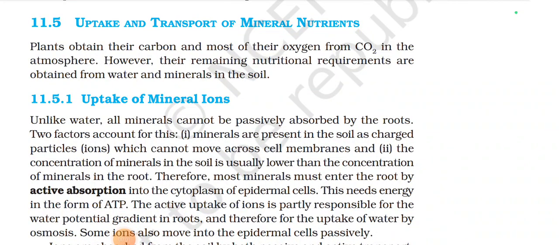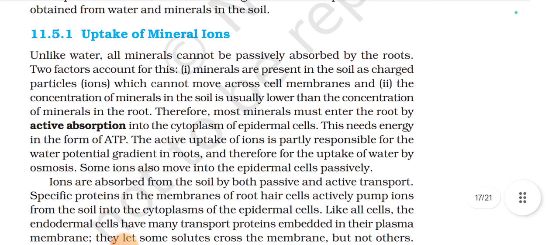Topic number 5th. Uptake and transport of mineral nutrients. Plants obtain their carbon and most of their oxygen from CO2 in the atmosphere. However, their remaining nutritional requirements are obtained from water and minerals in the soil.